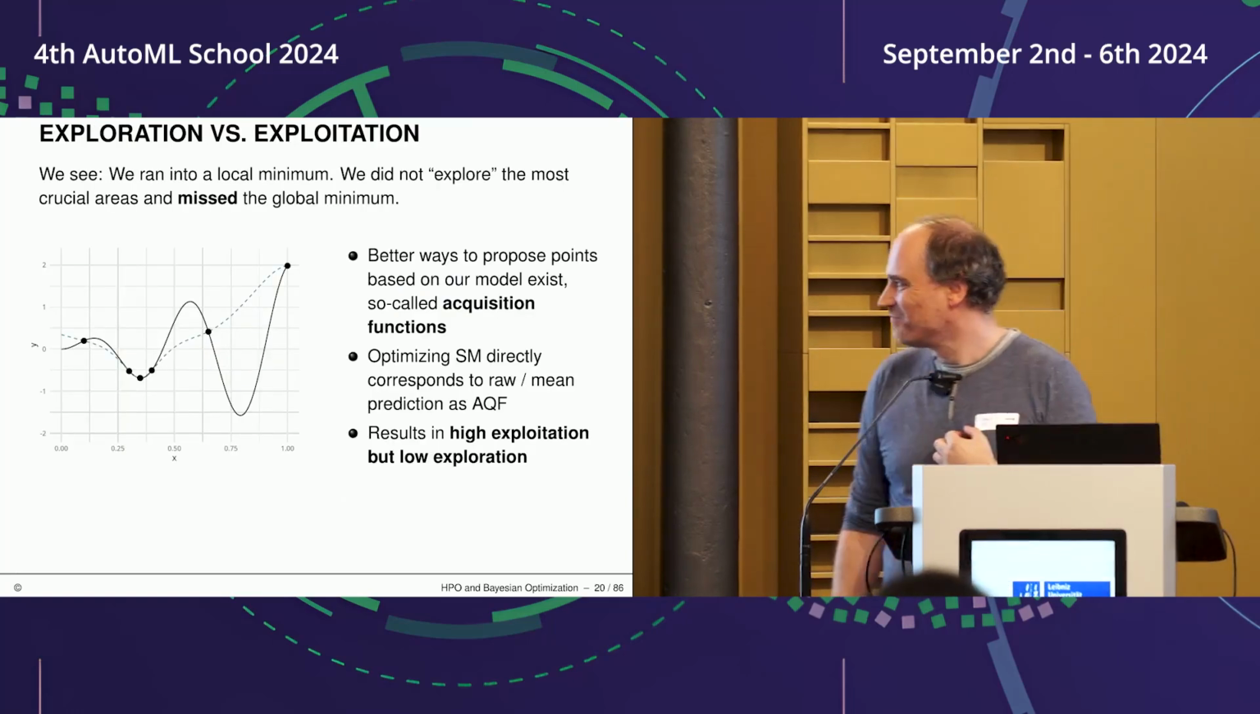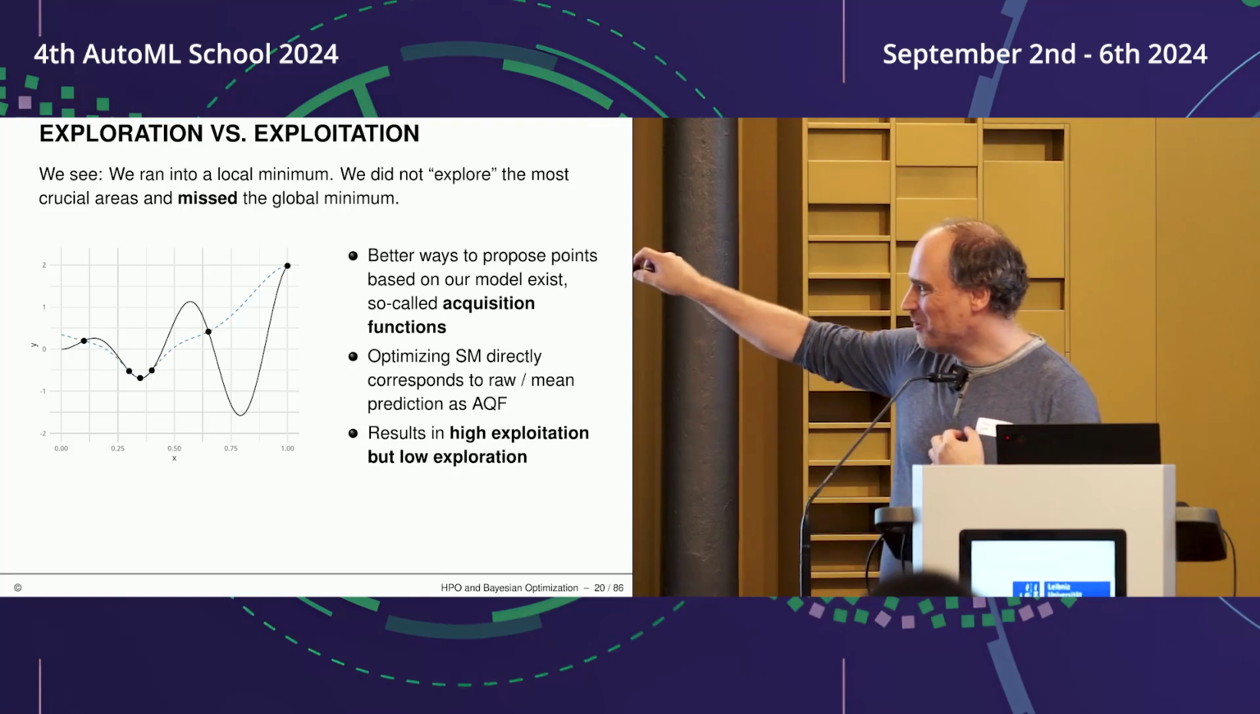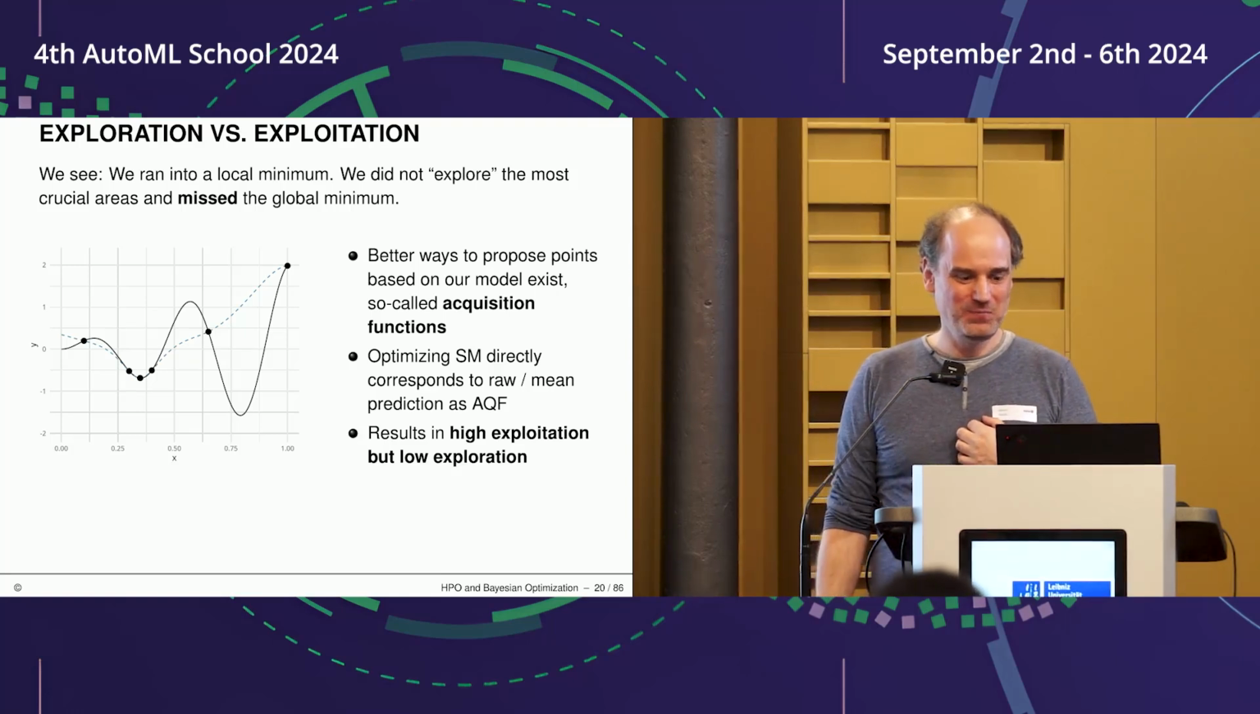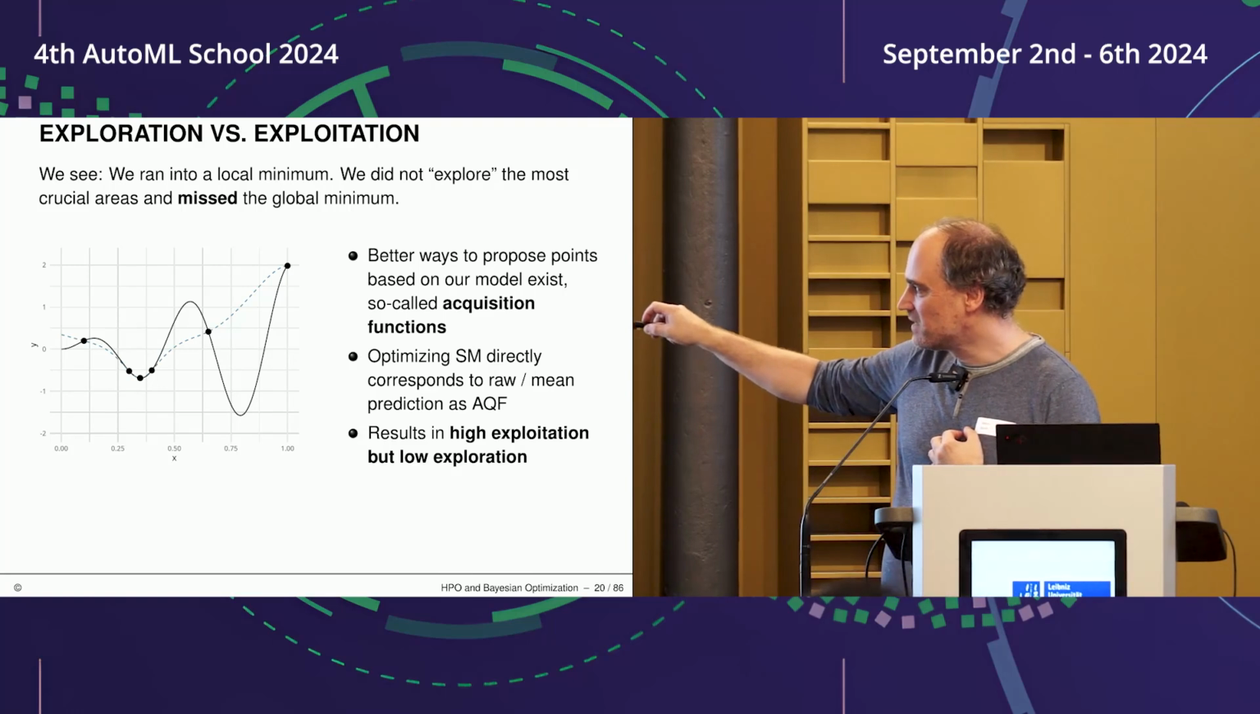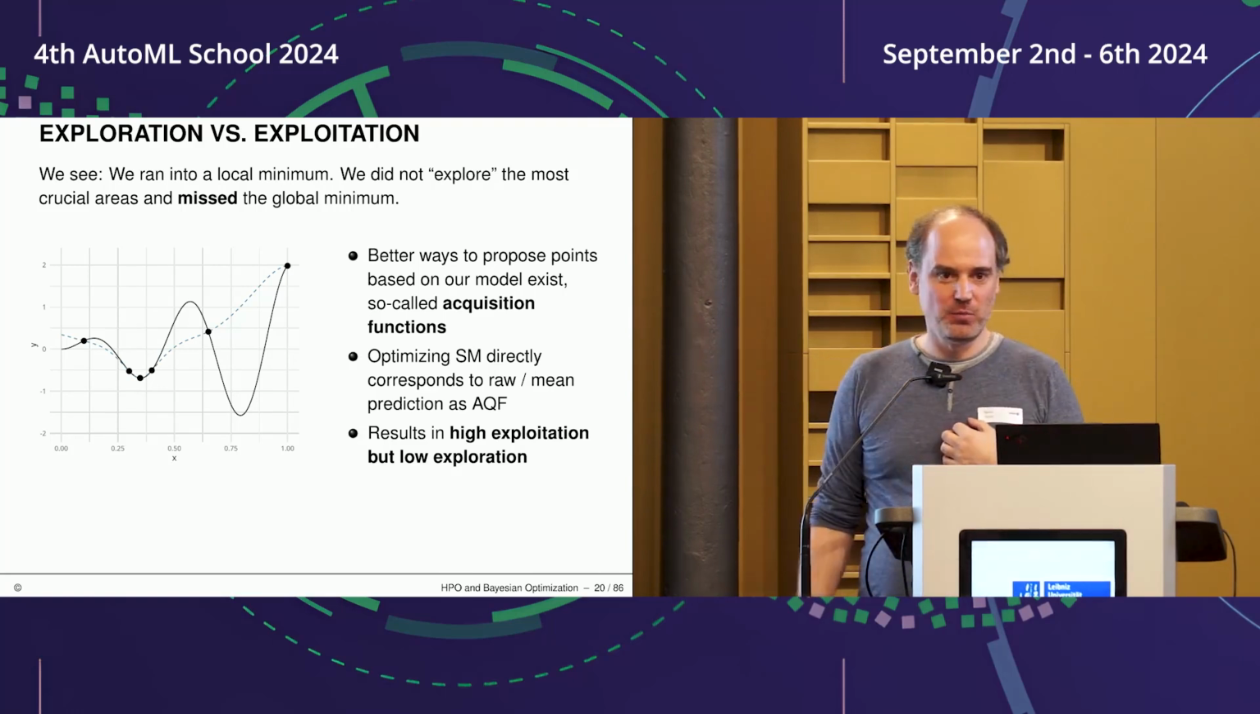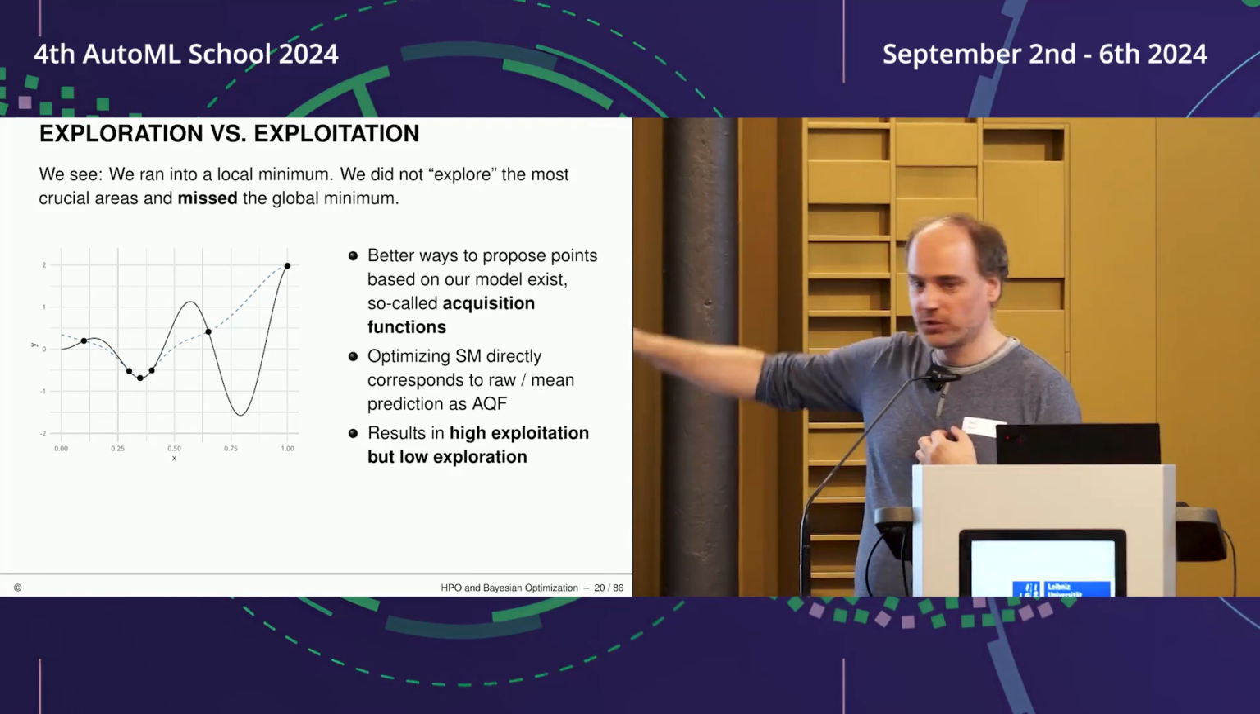Unfortunately, this is how our true black box looked like. So we have completely missed this global minimum here because we've kind of locally exploited only this area.